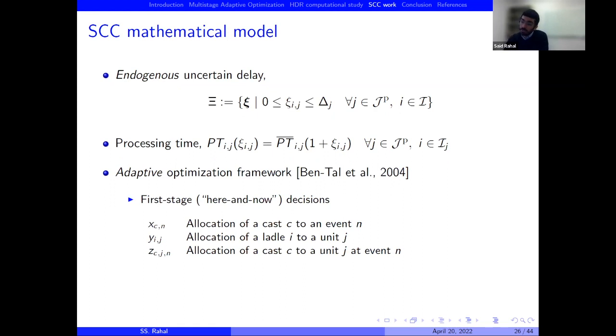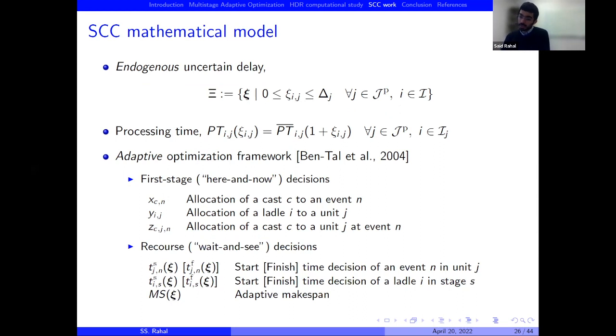In the adaptive optimization framework, the first-stage decisions are basically binary allocation decisions. It has to do with allocating the ladles in the processing unit J and allocating a cast C into an event point N. Soon after, we'll talk about the event N as a feature. And the recourse decisions are the timing decisions, like the start and finish of an event N in a unit J, and the start and finishing time of a ladle I in processing stage S.